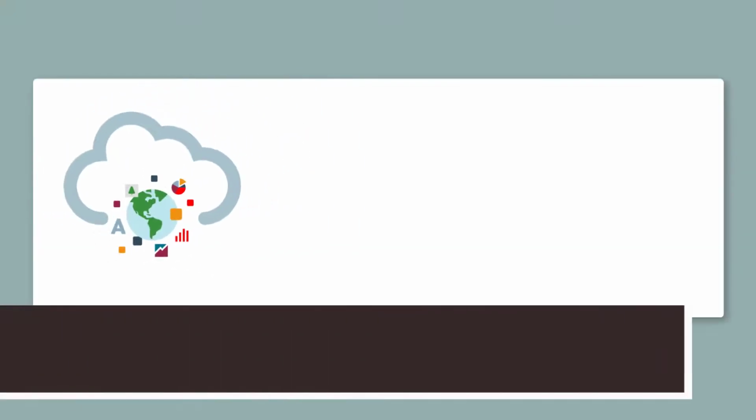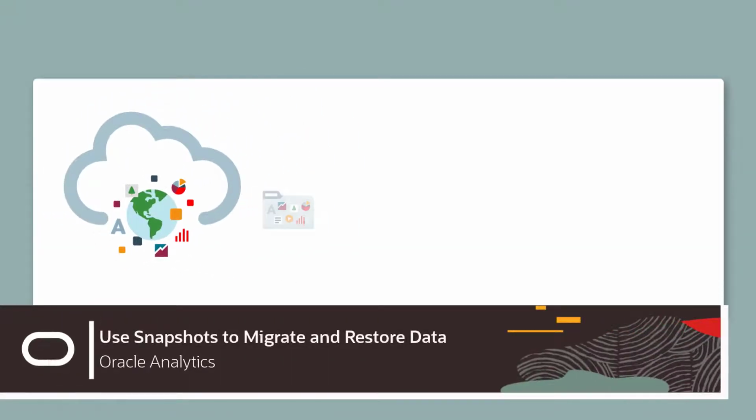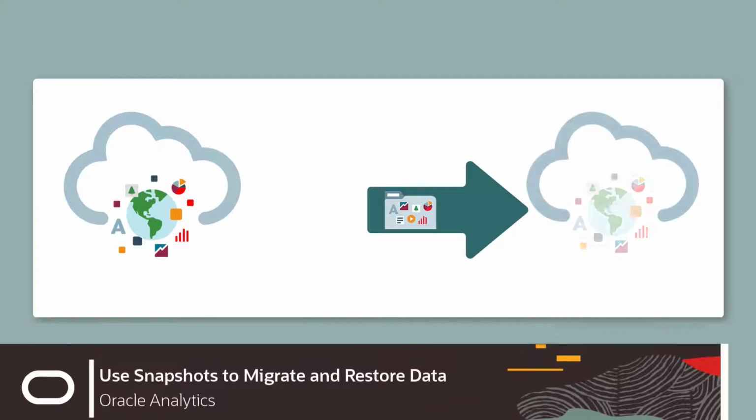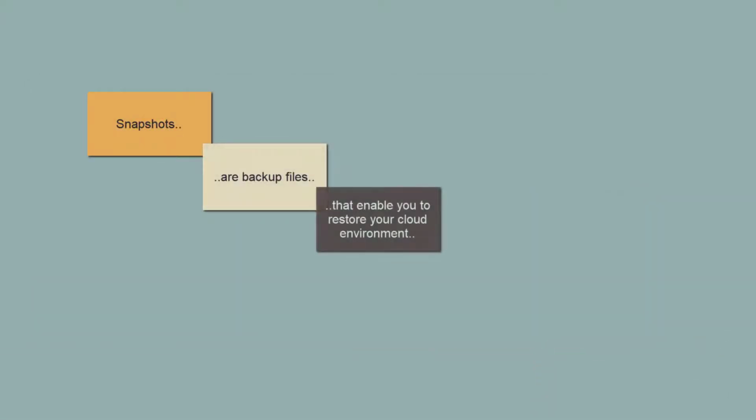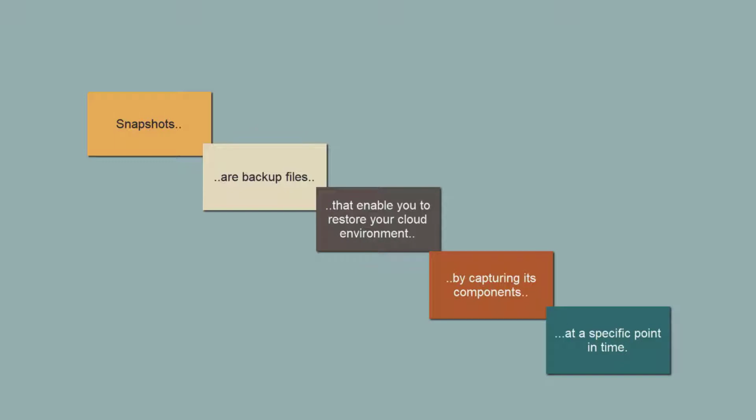You want to save a snapshot of your pre-production service instance to a file, and then migrate the contents to a production environment. A snapshot is a backup file that enables you to restore your Oracle Analytics environment by capturing all or some components at a specific point in time.